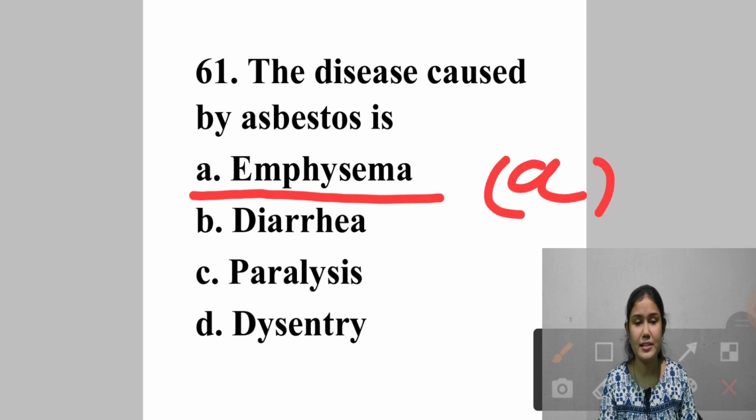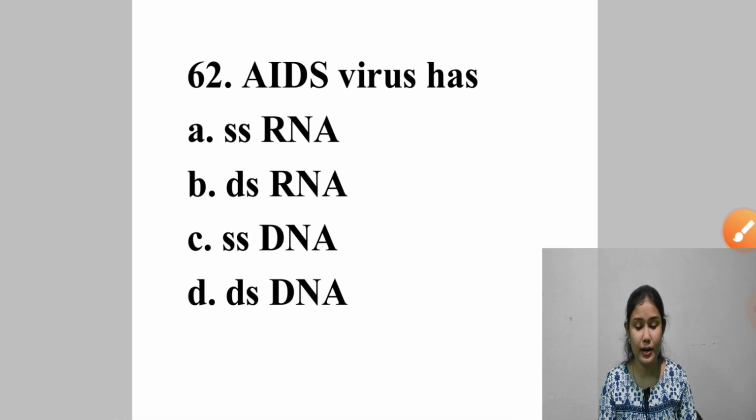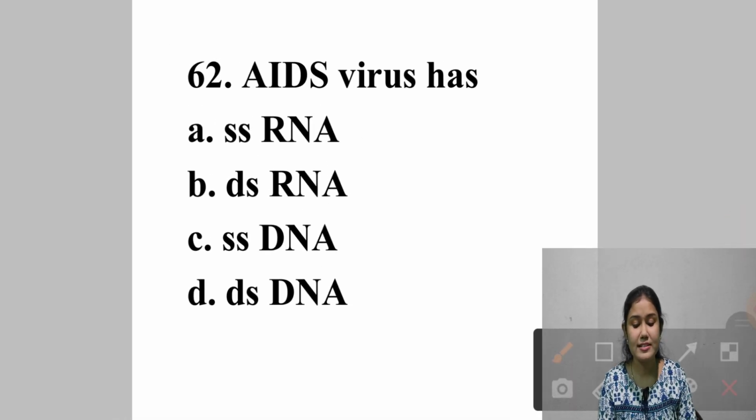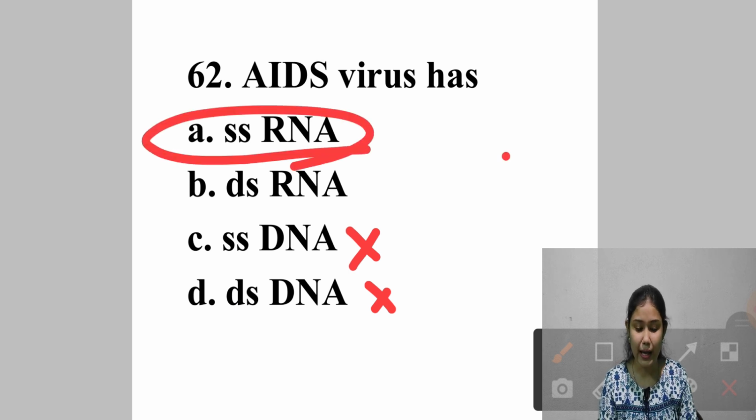Now come to question number 62. AIDS virus has स्ट्रक्चर में दिया हुआ है. ओके, तो A सिंगल स्ट्रैंडेड आरएनए, B डबल स्ट्रैंडेड आरएनए, C सिंगल स्ट्रैंडेड डीएनए, D डबल स्ट्रैंडेड डीएनए. डीएनए तो बिल्कुल भी नहीं होगा. ओके, इट्स द राइबोवायरस. सो सिंगल स्ट्रैंडेड आरएनए और डबल स्ट्रैंडेड आरएनए दिया हुआ है. आंसर विल बी सिंगल स्ट्रैंडेड आरएनए, ऑप्शन A.